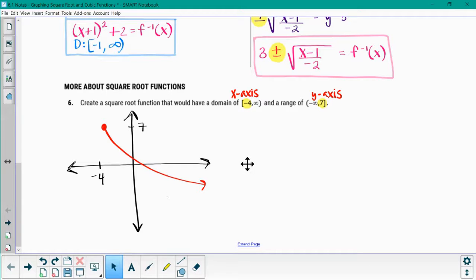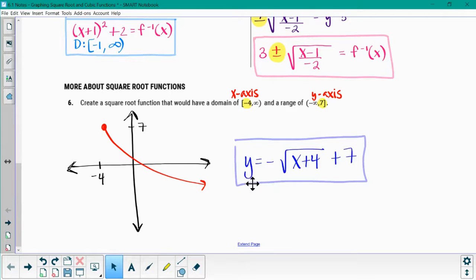Now that I have my graph somewhat sketched out, I'm going to go ahead and write an equation for it. So I have y equals, because anytime you're writing an equation, it should say y equals. Negative is going to account for this reflection over the x-axis. Square root, because it's a square root function. X plus 4 is shifting to the left 4, and plus 7 on the outside is shifted up 7. So a function that would have this domain and this range is given here.